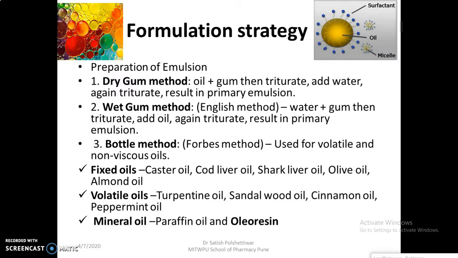Fixed oil, it could be volatile oil, it could be mineral oil. Fixed oils are mostly castor oil, cod liver oil, shark liver oil, and olive oil or almond oil. For volatile oil, mostly we use turpentine oil, sandalwood oil, cinnamon oil, and peppermint oil. Mineral oil, we have paraffin oil, and one more is oleoresins.